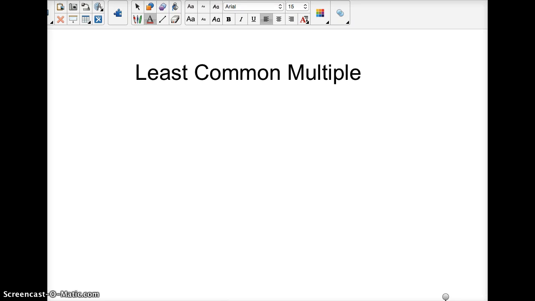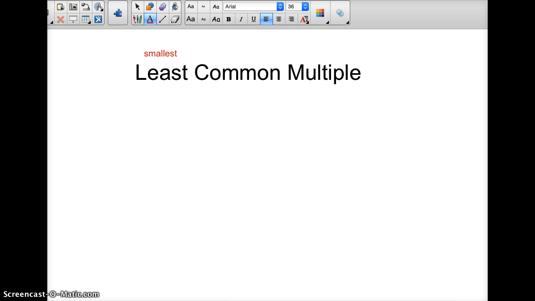In today's math lesson, we are going to be learning about least common multiple. In order to understand least common multiple, we need to know what these three words mean. So our first word is least, and a synonym for least is smallest. I'd like you to write the word smallest above least so that you can remember.